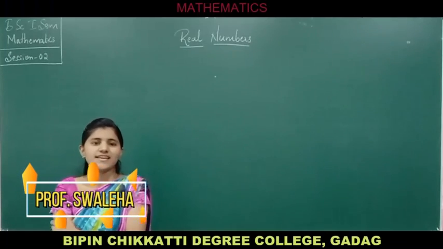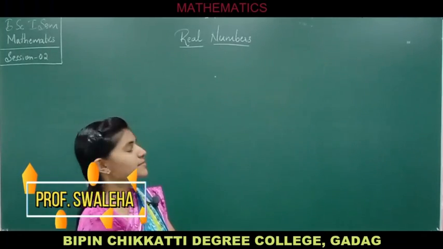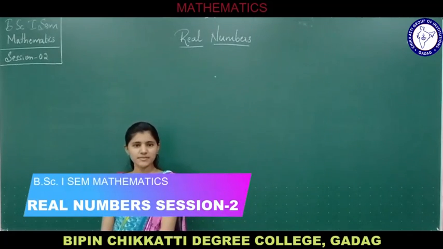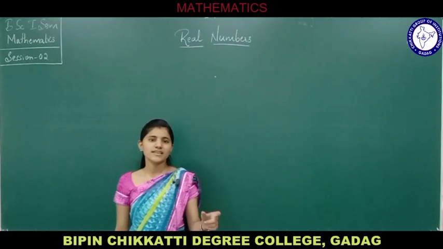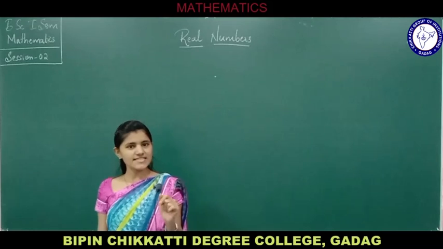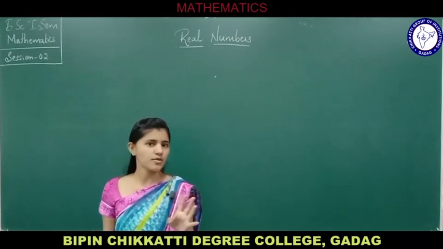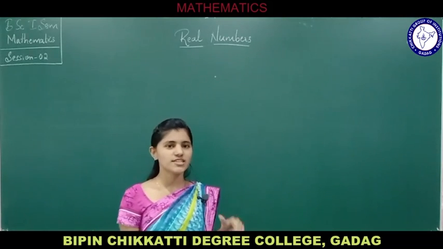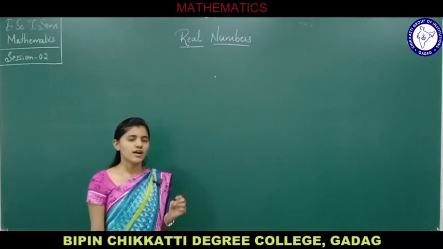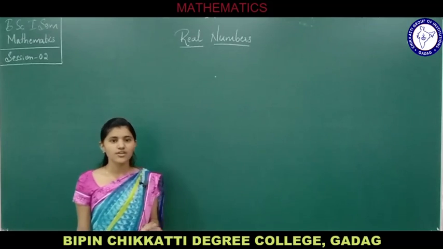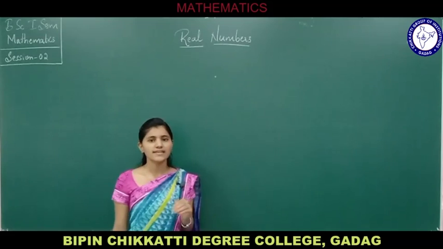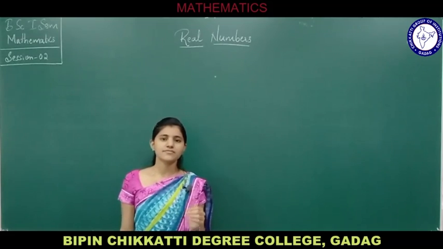So students, in our previous session on real numbers, we studied the definition of supremum and infimum. Supremum means there exists a smallest number which is an upper bound of a set S. In the same way, we also studied the infimum of a set. Now, in this session, we are going to study a few theorems related to supremum and infimum. Let us study them one by one.